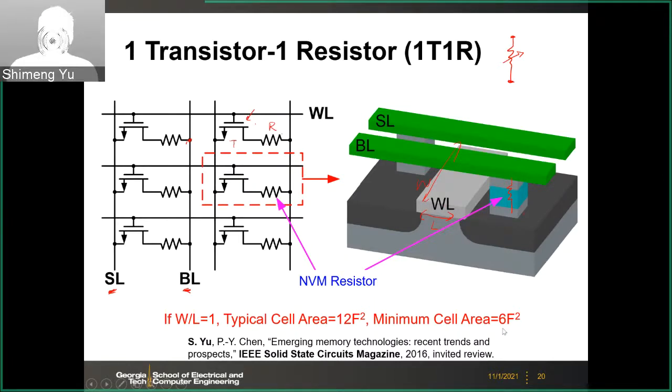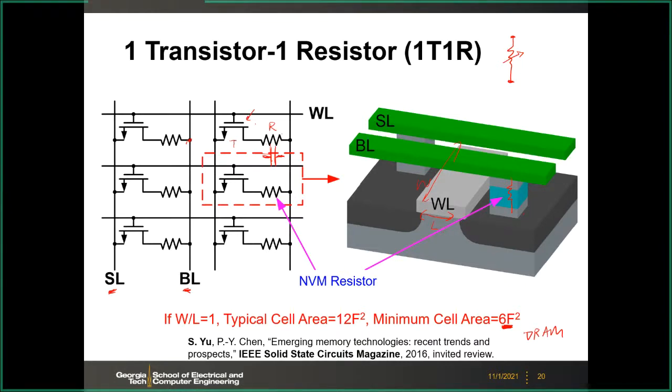Why is that? This 6F squared reminds you of what? The DRAM, right? If you use the DRAM layout, you probably can get 6F squared because you have that transistor. Essentially, if you look at this one, it's very much like a DRAM array. If you replace the resistor with a capacitor, then it's essentially a DRAM array.